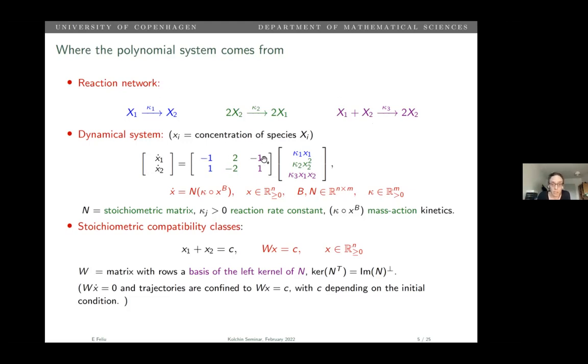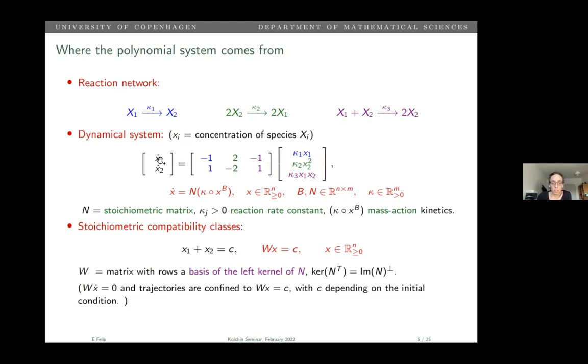Here you can see in this matrix, the first row encodes how much of X1 is produced or consumed when each reaction occurs. So when the first reaction occurs, I'm consuming 1 molecule of X1. Now I say molecules because I think in the biochemical setting. When the second reaction occurs, 2 molecules of X1 are created. So that's where the 2 comes from. And when the third reaction occurs, 1 molecule of X1 is consumed. So that's the -1. And you do the same for X2. In that way, when you make the product, you get the sum of the velocities of each of the reactions weighted with the net production of the species in the reaction.